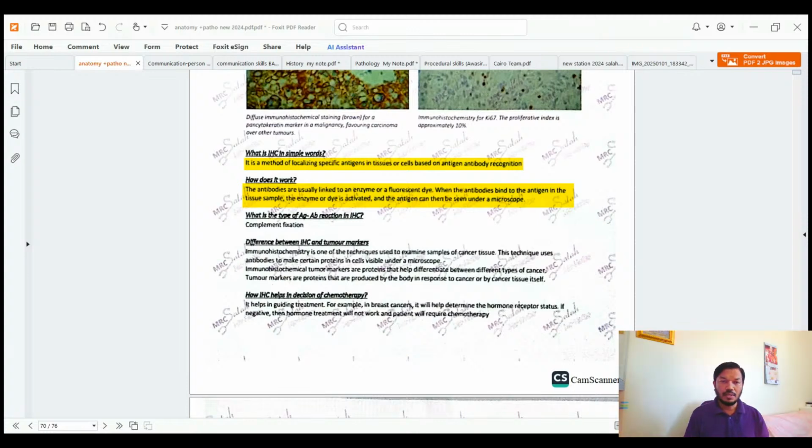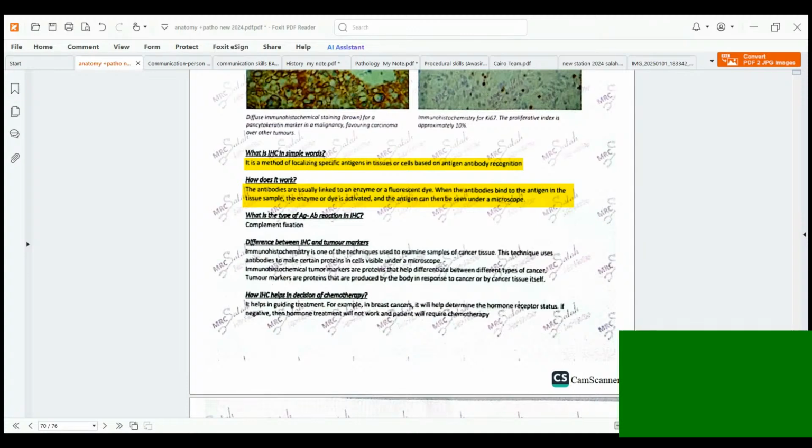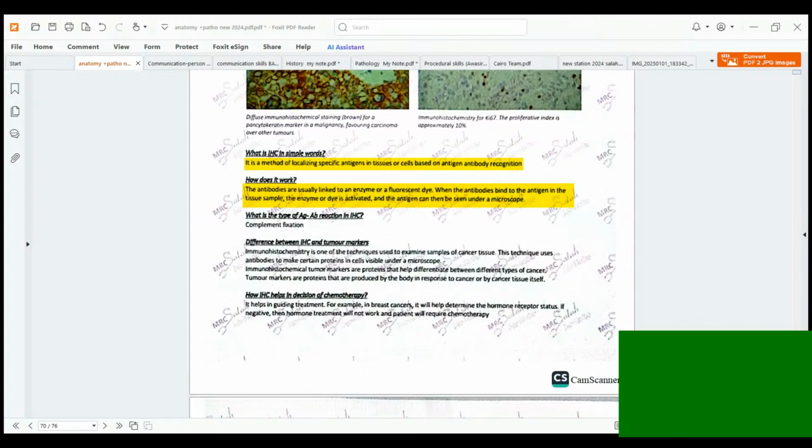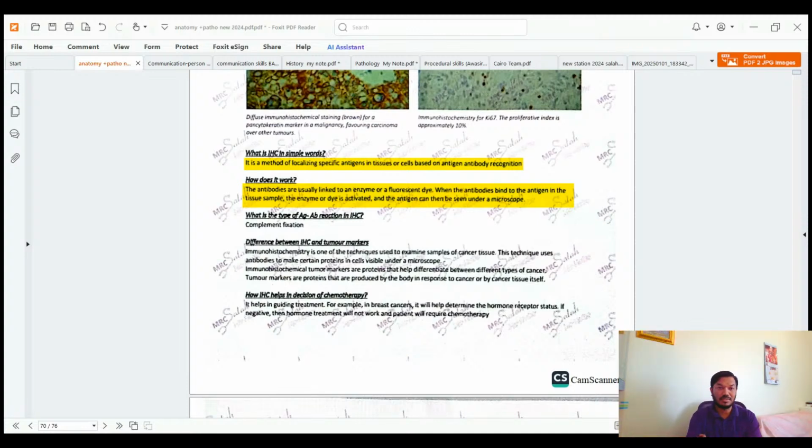The antibodies are usually linked to an enzyme or a fluorescent dye, and when these antibodies bind to the specific antigen in the tissue sample, the enzyme or dye is activated, and the antigen can be seen under the microscope.